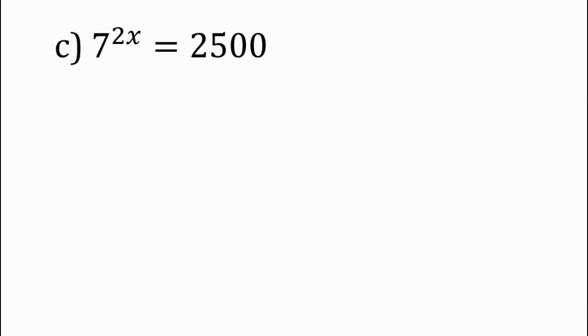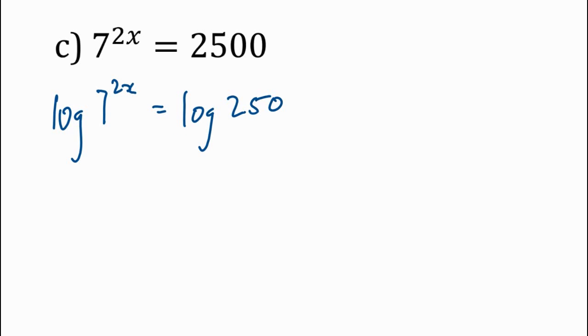So if you had that fancy button, you might choose base 7 here, log base 7 of 7 to the 2x, because then those 7s are going to cancel. You're just going to get 2x. Because you can choose the base. But I'm sticking with base 10 because that's kind of the point of this lesson. So log base 10 of 7 to the 2x equals log base 10 of 2500.